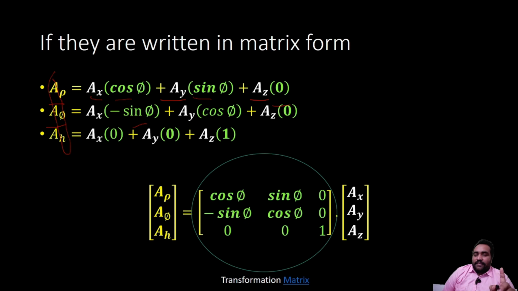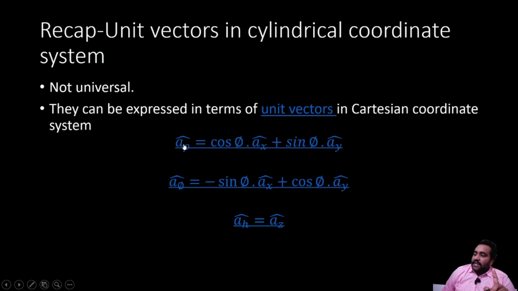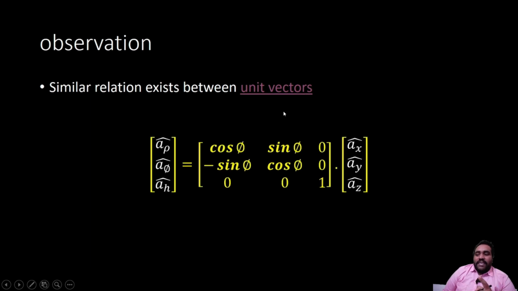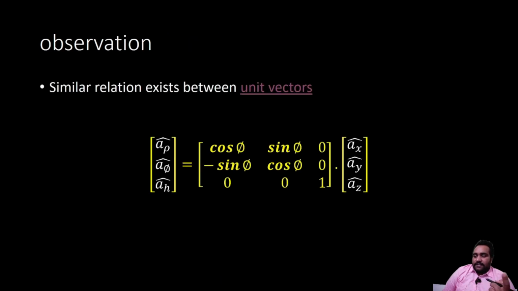The observation which you can make from this matrix is that a similar relation exists between unit vectors. If you go back to the unit vectors of the cylindrical coordinate system, you may see that a rho equals cos phi ax plus sin phi ay plus 0. This is much similar to what we have obtained in the previous slide. That is an interesting observation to make.